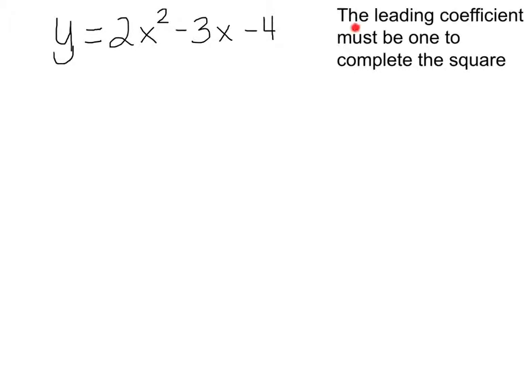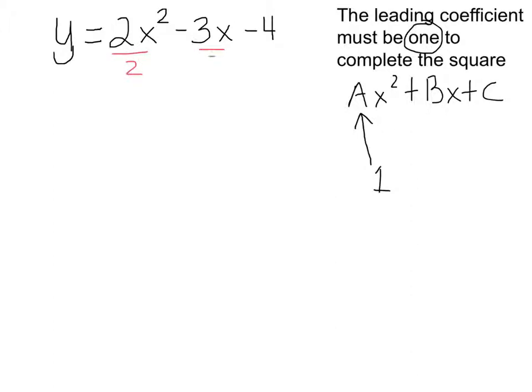Okay, so I wrote it for you. The leading coefficient must be 1 to complete the square. And this is the word 1, but I mean the number 1, okay? And remember, our equation is ax squared plus bx plus c. And what we're saying is a must be the number 1. Well, currently, it's the number 2. So what we need to do is divide everything by 2. We need to divide this by 2, and this by 2, and this by 2, okay?